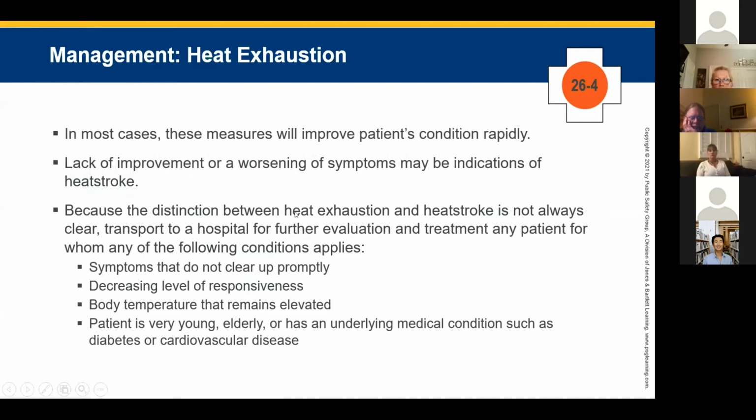Know the distinction between heat exhaustion and heat stroke, because it's going to be on your exam. Transfer to the hospital for further evaluation if symptoms do not clear up promptly. They need to be seen. A decreased level of responsiveness, they need to be seen. The temperature remains the same and doesn't become less, they need to be seen. And anyone that is young, elderly, or has underlying medical conditions needs to be seen.